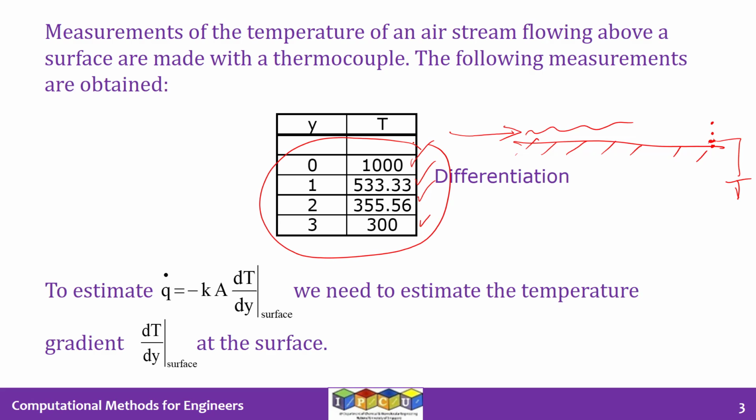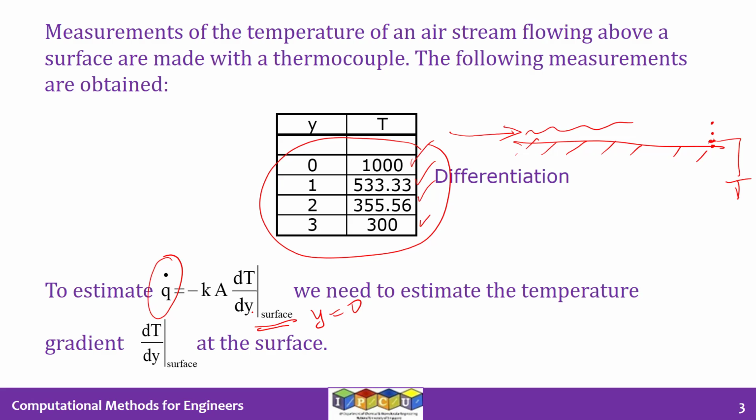So again, you can see the data comes to us in the form of a table. Experiments are conducted, sensors are placed at appropriate locations, and some things are measured. But what we are interested in here is to estimate this value Q dot. Again, rate of flow of heat, which is given by this expression: minus K times A times dT by dy at the surface. Surface means at y is equal to 0.